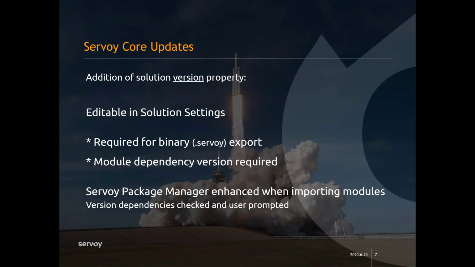What this means is that you have the option to put a version, and you can use semantic versioning. It's just a text field on the solution settings. It doesn't really do anything for you, except that when you go to export, it's then required. Sorry, when you do a binary export, not a WAR file export for deployment, but really for interchange format, when you do that export, it's required. And then also if you are exporting modules as well, you can specify the dependency of those modules.